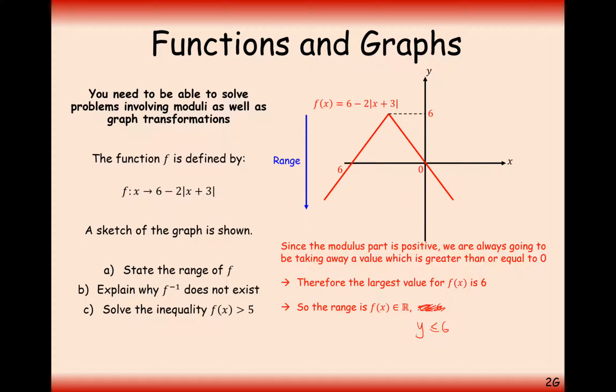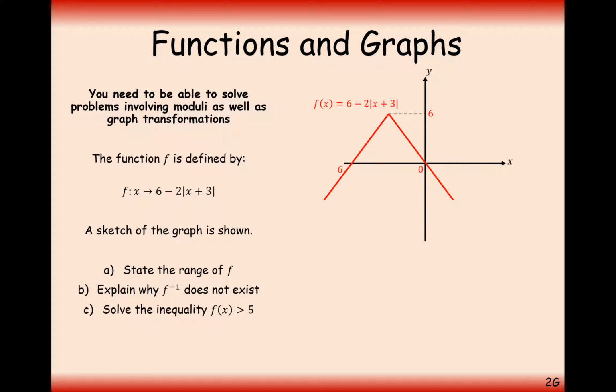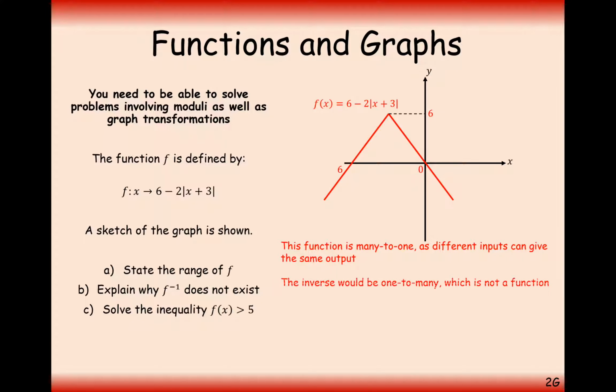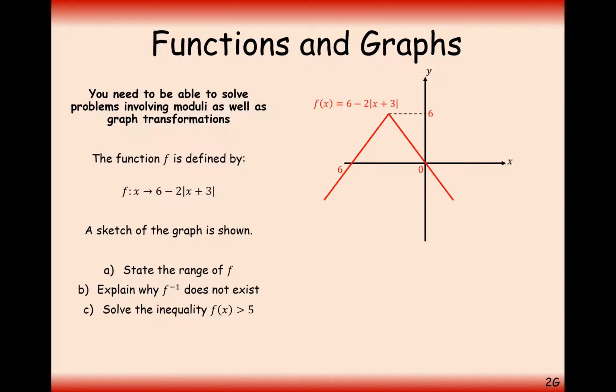Explain why f inverse does not exist. Well, if you remember that inverses only exist for one-to-one functions. This here is a many-to-one function. So the inverse does not exist here. The function is many-to-one, as different inputs can give the same output. The inverse would be one-to-many, which is not a function. Okay, so this is not a one-to-one function. Only one-to-one functions have inverses.